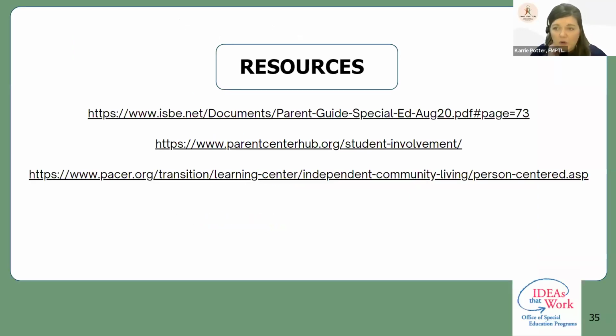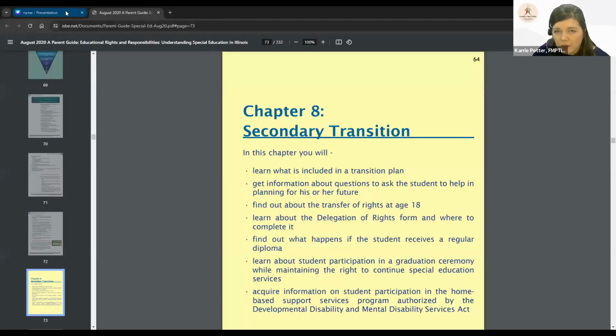So we do have some different resources listed on this slide. We have a link to the parent guide through the Illinois State Board of Education. The Parent Center Hub has a lot of great information on student involvement. And then we also have information from PACER on transition and person-centered plans, things like that. Those are all great resources you can visit and gain more information to help you with this process as well.